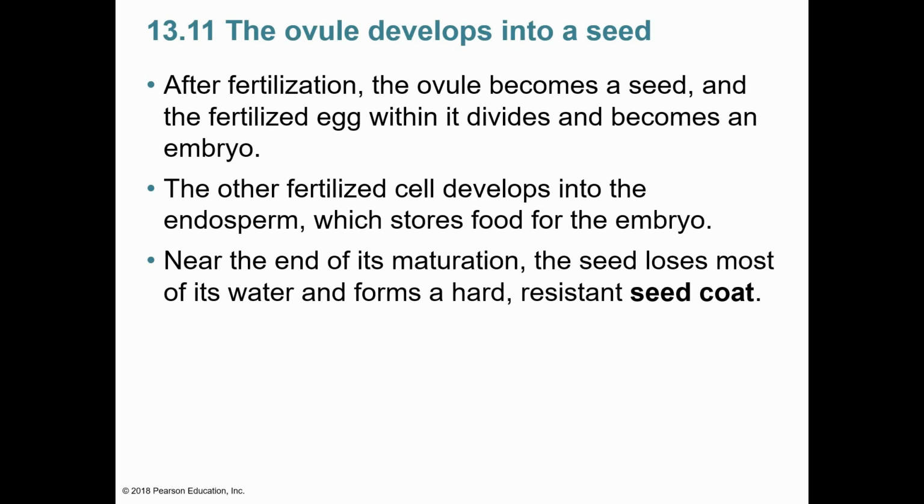Okay, so now what happens, you may ask? After fertilization, that ovule will develop into a seed, as it has that growing embryo inside, and it's going to divide and become a larger embryo. And as the embryo gets larger and develops, the endosperm will develop, as that was once the central cell, and now is going to start storing food for the embryo. In terms of the ovule itself, its integuments, the outer layers, are going to start forming a hard, resistant seed coat.